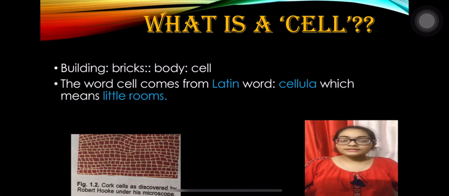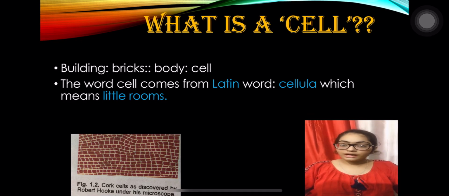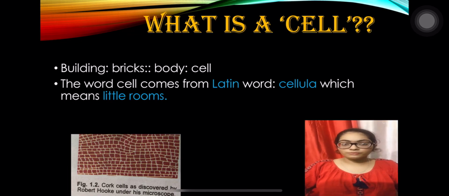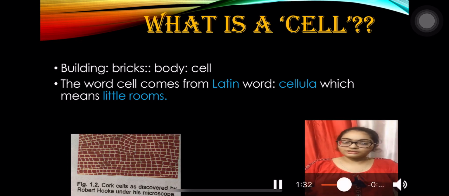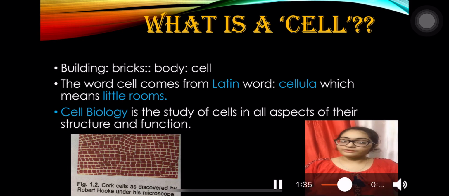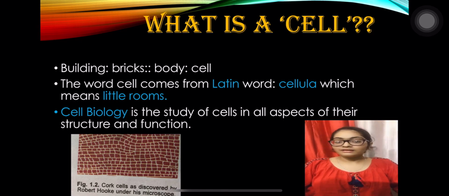Where does the word cell come from? Cell comes from a Latin word cellula, which means little rooms. What is the study of cells called? Cell biology. Cell biology is the study of cells in all respects of its structure and function. Every word can be framed into a question. Now you have to draw the analogy between a building and a cell. Now remember my words.